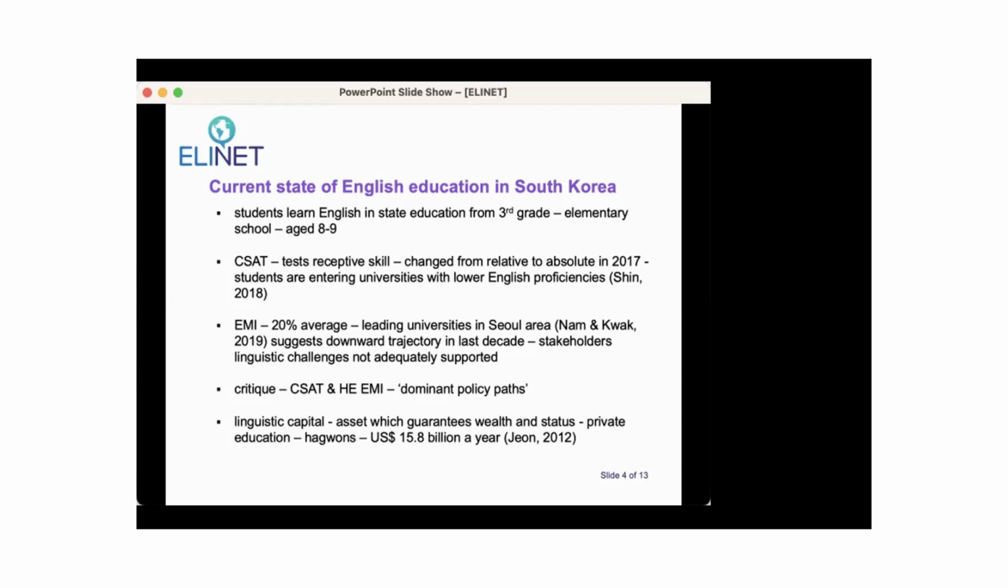There is a wide critique of the CSAT exam and higher education EMI as being dominant policy paths in South Korea. The English language is perceived as having a neoliberal ideology, having significant linguistic capital in the EFL context. For example, on the last point here, we can see that South Koreans spend a whopping $15.8 billion annually on English private education.